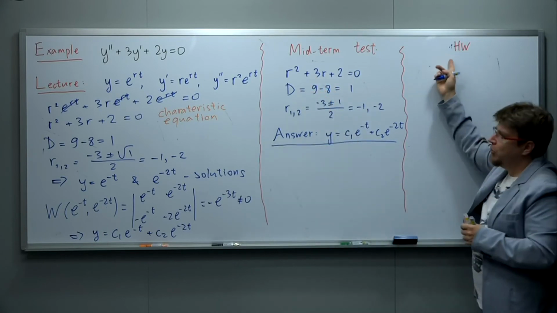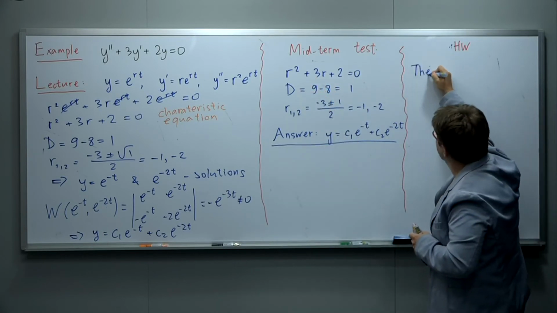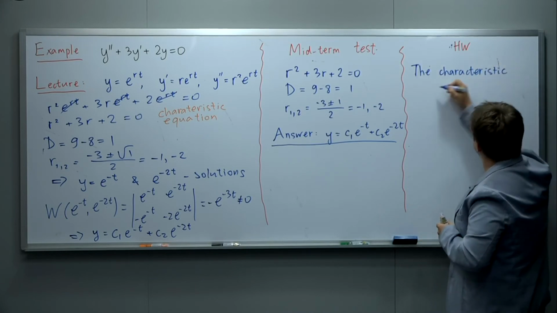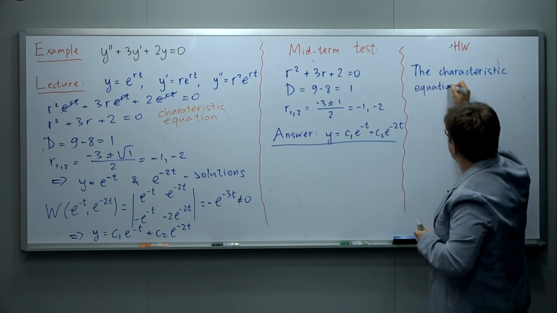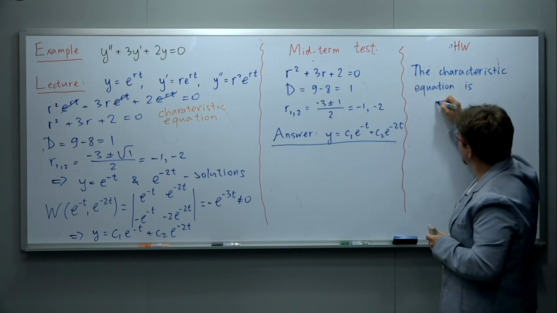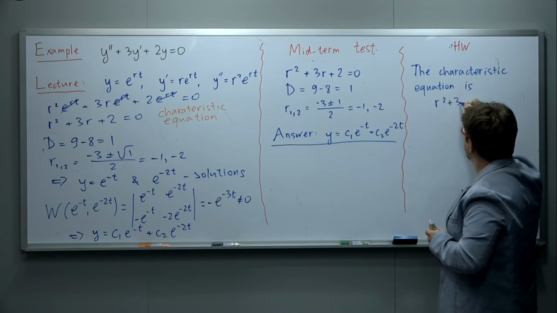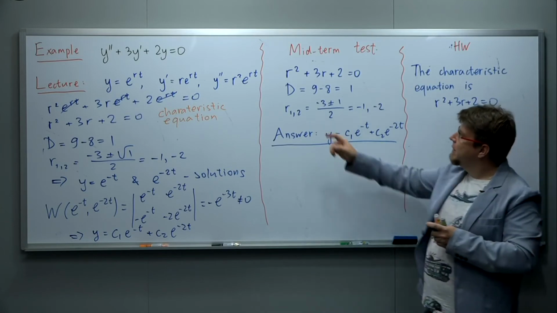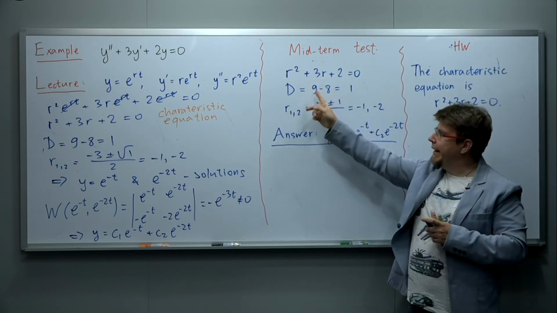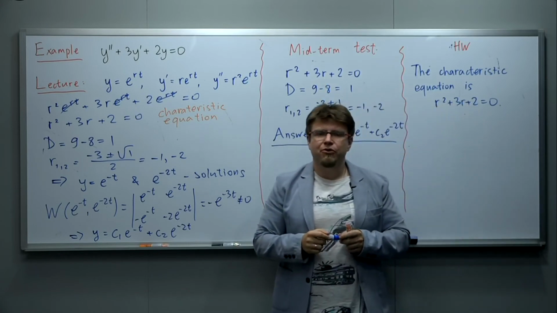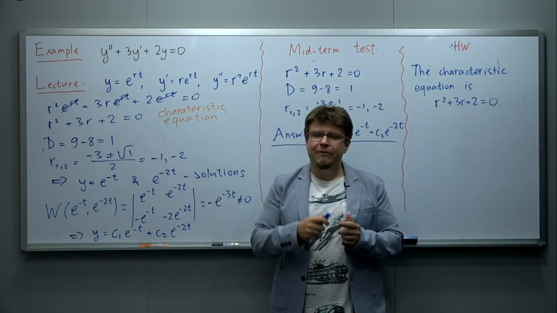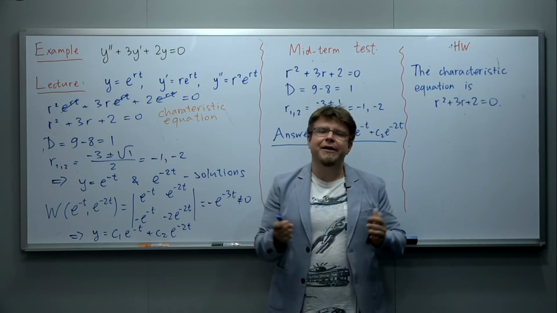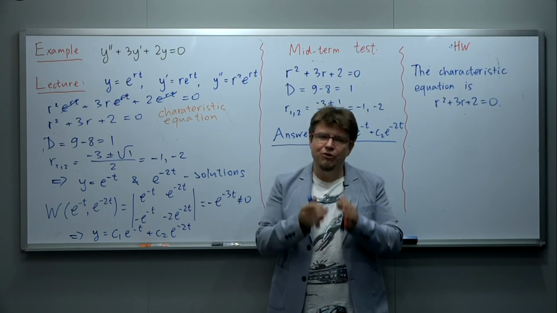So when you type your homework, you need to write the characteristic equation, and then you write the characteristic equation r squared plus 3r plus 2 is 0. But this is a quadratic equation, and I know that you learned how to solve quadratic equations in secondary school. So I'm not trying to test your knowledge of whether you are able to solve quadratic equations. I know that you know how to do it.